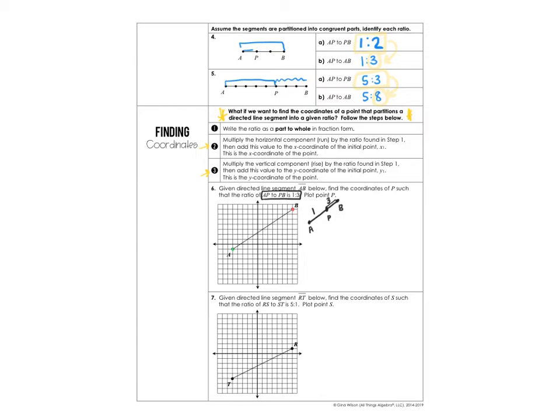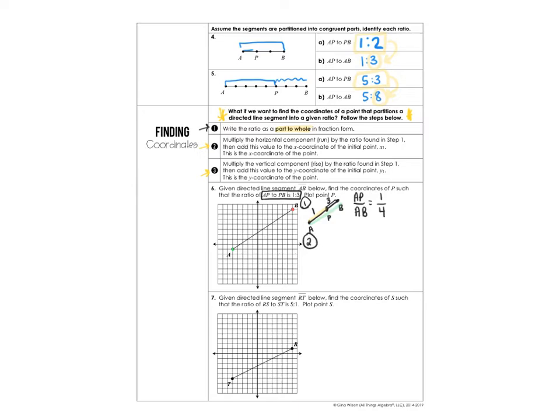Because step 1, we need to write our ratio in part to whole form. So I need to write it, starting with my starting point, in part to the whole. So we are going to call that fraction, in this case, AP over AB. And so that would be 1 to 4 is our part to whole fraction. So that was step 1. So I'm going to put 1 there so we know that that's where this came from.